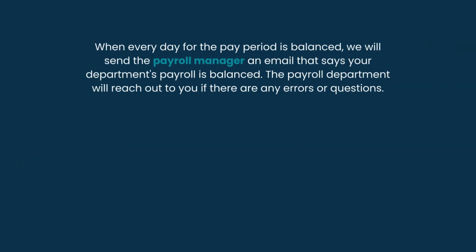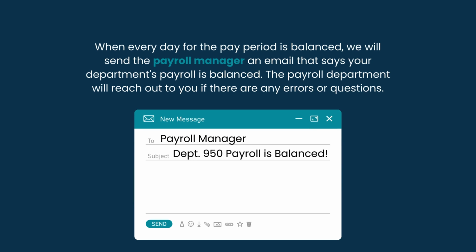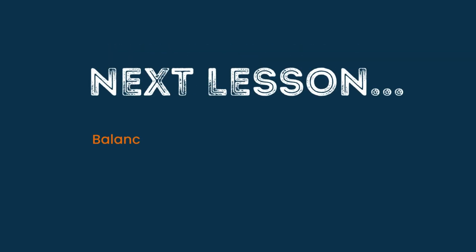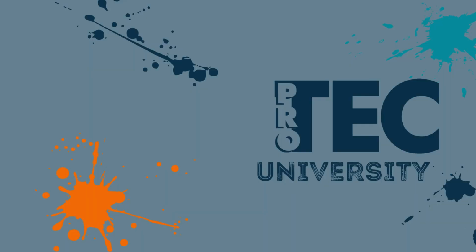When every day for the pay period is balanced, we will send the payroll manager an email that says your department's payroll is balanced. The payroll department will reach out to you if there are any errors or questions. In our next lesson, we will go over how to balance your time card tracking sheet by employee. See you soon, and happy learning!